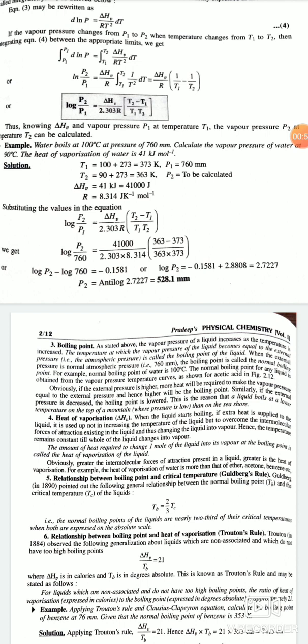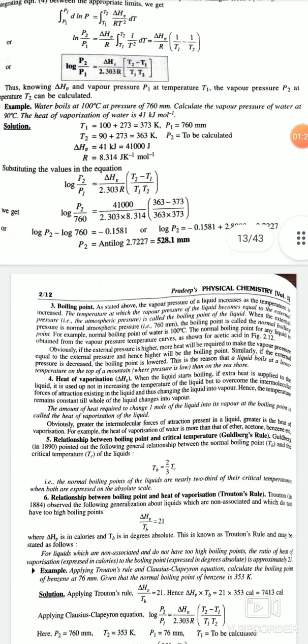The normal boiling point for any liquid is obtained from the vapor pressure temperature curves, as shown for acetic acid. Obviously, if the external pressure is higher, more heat will be required to make the vapor pressure equal to the external pressure, and hence higher will be the boiling point. Similarly, if external pressure is decreased, the boiling point is lowered. This is the reason that a liquid boils at a lower temperature on the top of a mountain, where pressure is low, than at the seashore.